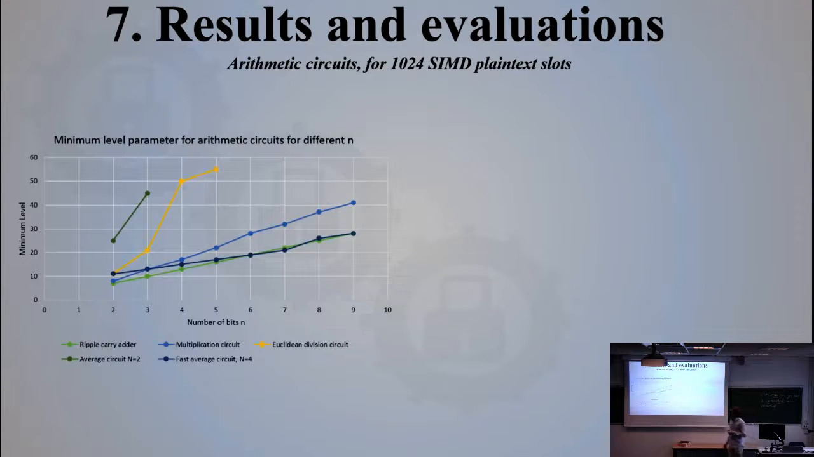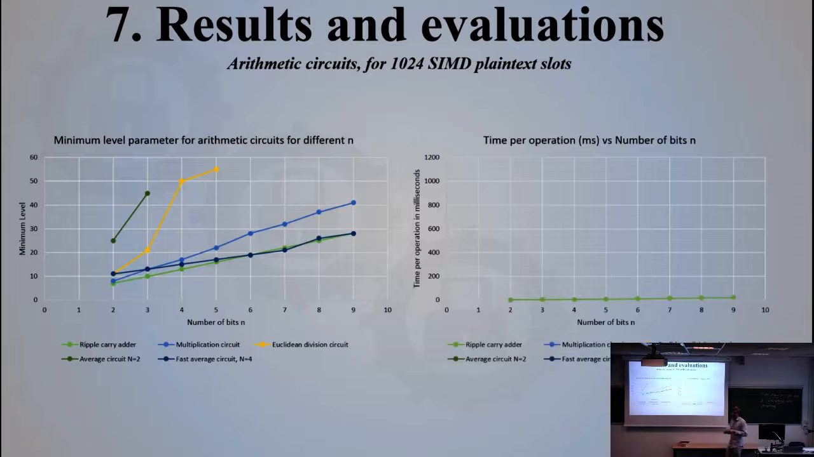All right, so this is the minimum level required for all the secrets, amongst them the average secret, which is the most complex one. You couldn't go above 3 bits, otherwise it doesn't work. It requires too much time, like hours. And you can see the minimum level is very high for the average secret. This is due to it using the Euclidean division secret, which requires a high level as well. On the other hand, the multiplication secret and the fast average secret, which only uses shifts, is way faster.